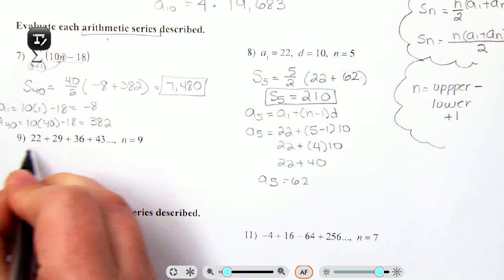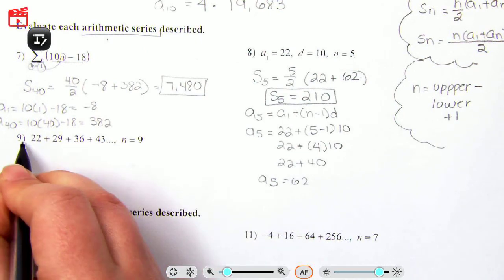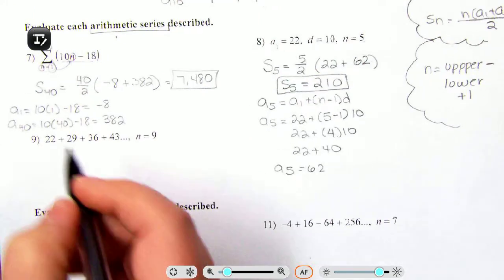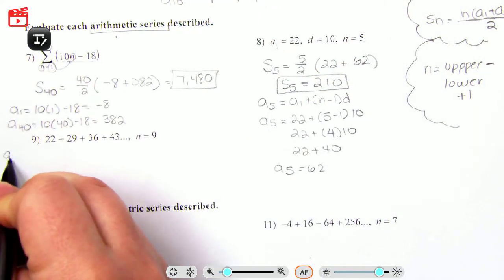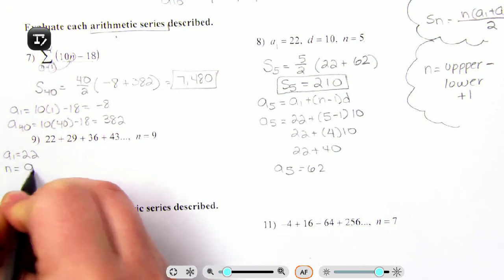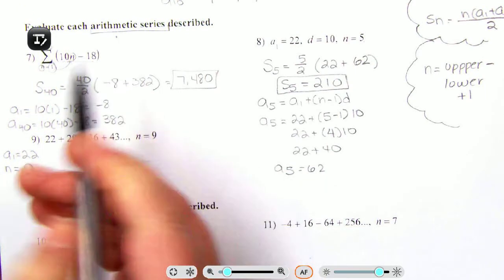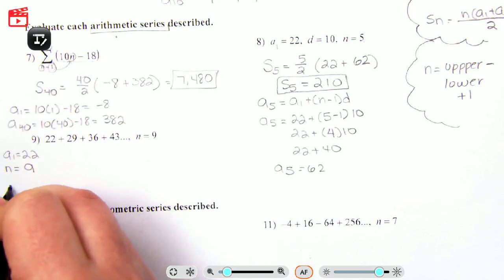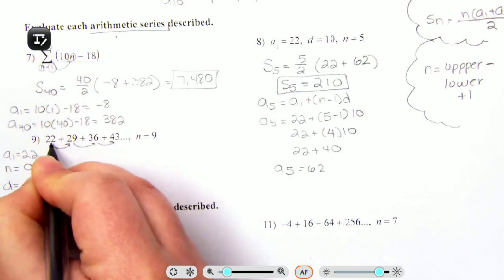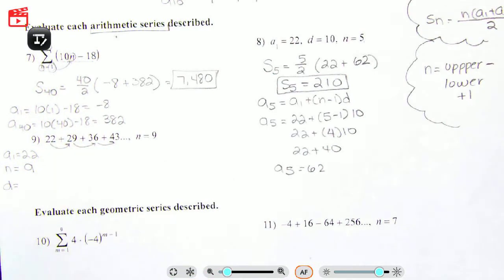Okay, number 9. This is a series, but it's just listing out the numbers, so we have to kind of figure stuff out. So a sub 1 is 22. We know n, they give us n is 9. We know that it is an arithmetic series, so I can find a common difference. So what's the pattern? What am I adding? 29 minus 22 is 7. I am adding 7 each jump.